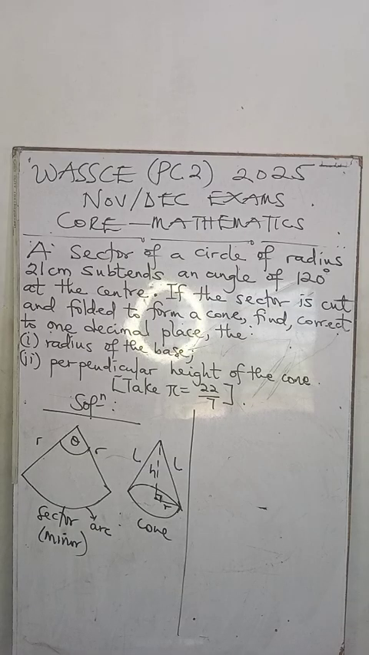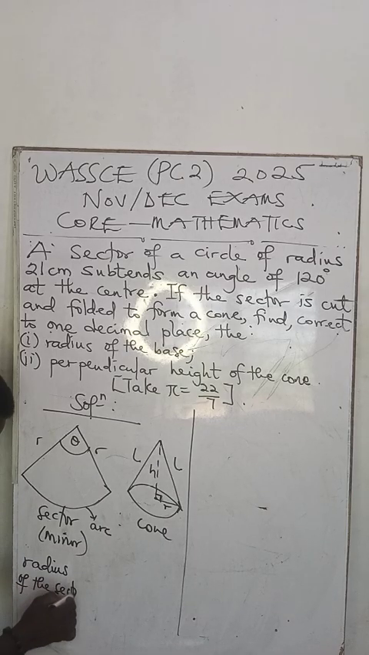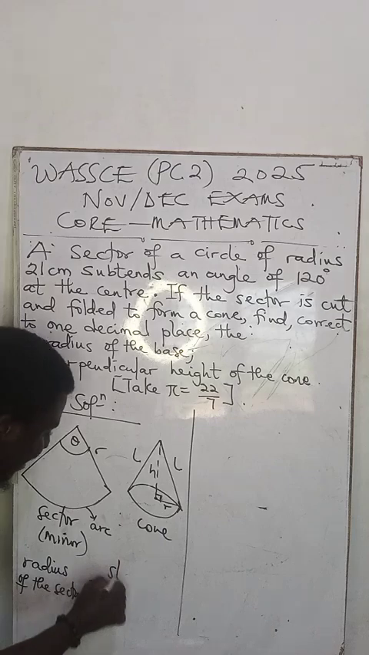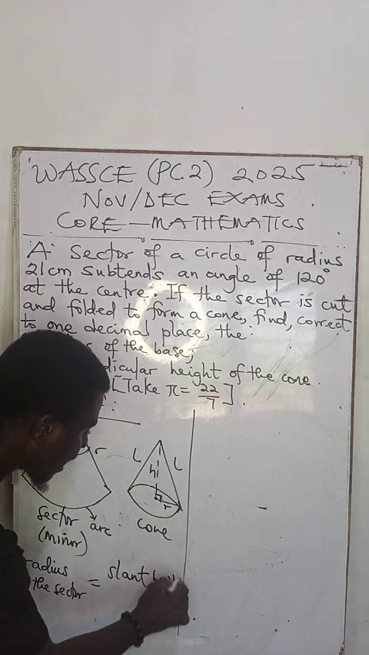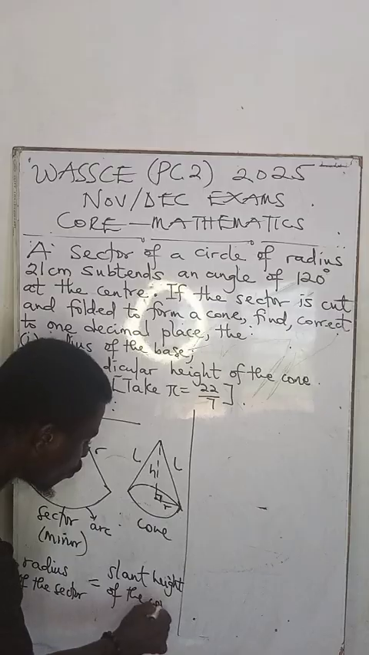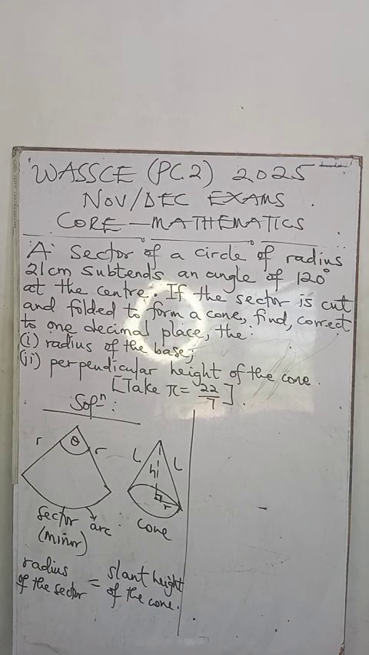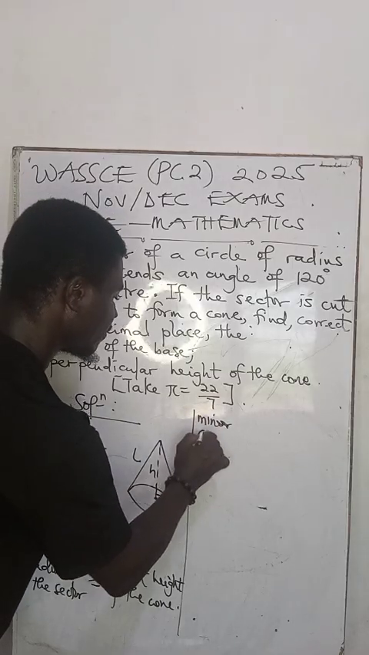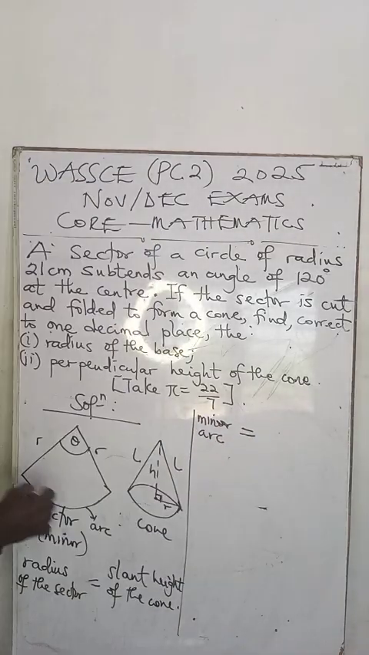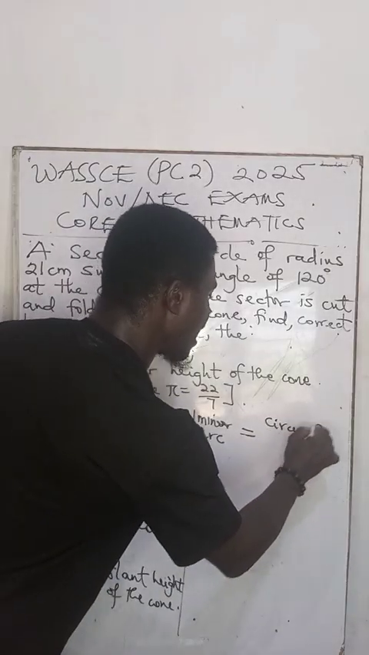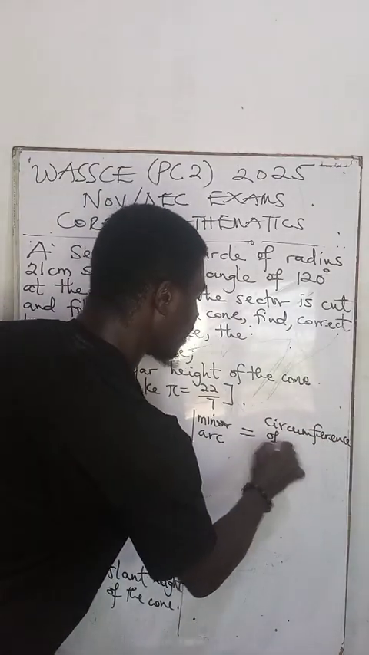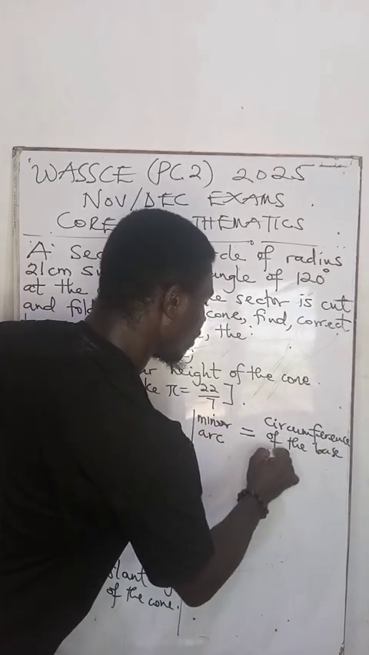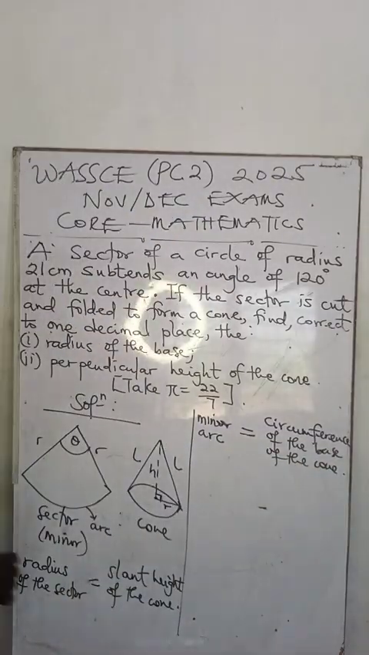So what we said is the radius of the sector will be the same thing as the slant height of the cone. And the minor arc will be the same thing as the circumference of the base of the cone. So this is what we have.